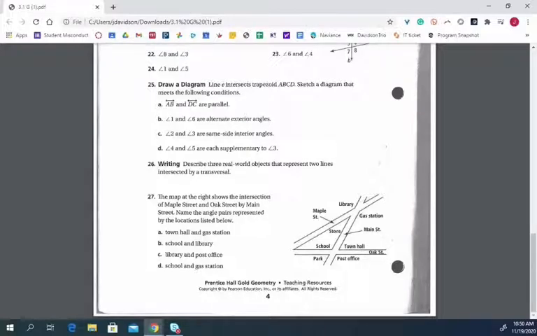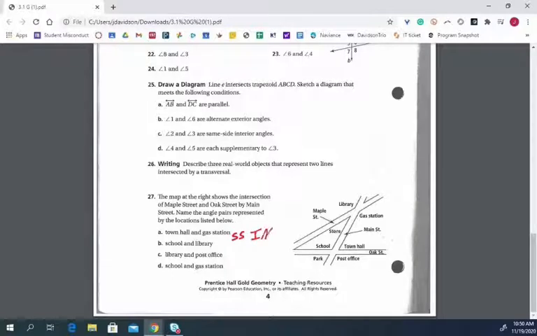Okay, town hall and gas station. So what we're doing here, let me read it. Name the angle pairs represented by the locations. It's going to be alternate interior, alternate exterior, corresponding, same side interior. Town hall and gas station: same side interior. That's what you guys said? Yeah.